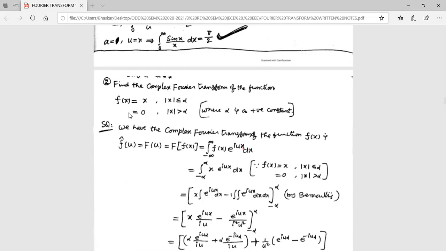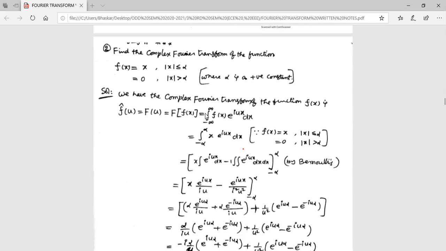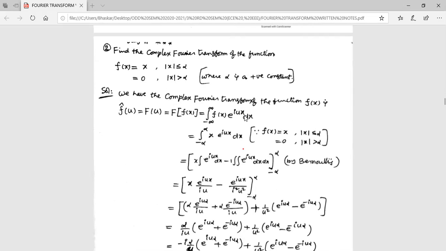At the same time, we are going to see the complex Fourier transform for the function f of x is equal to x plus for mod x less than or equal to alpha, and 0 for mod x greater than alpha. Writing the formula for Fourier transforms, substituting mod x less than or equal to alpha, as I told you in the previous problem, the limits are minus alpha to plus alpha. This value is x here.